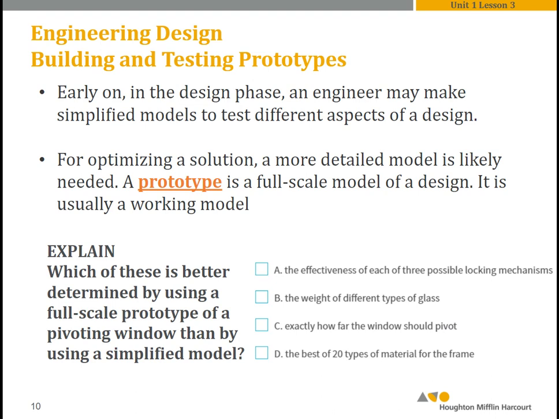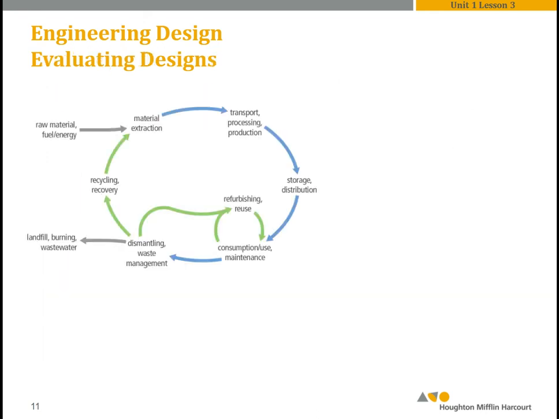And how far exactly the window should pivot, you would probably want a full-size model so that you could test that and see it in scale. The best of 20 types of materials for the frame, again, you probably don't need a full-size model because you can test the properties of materials without building a full-size prototype.